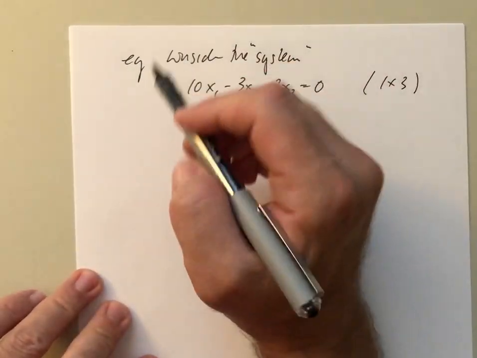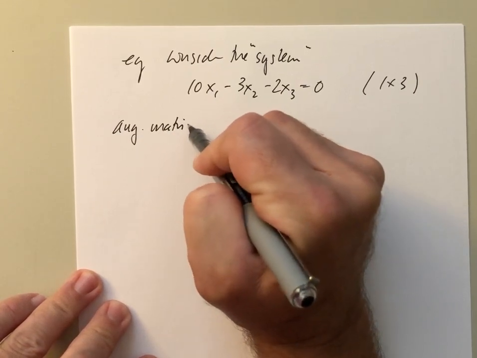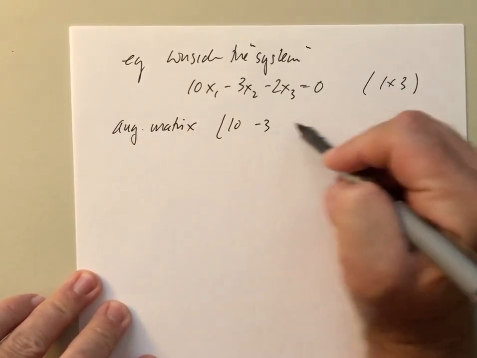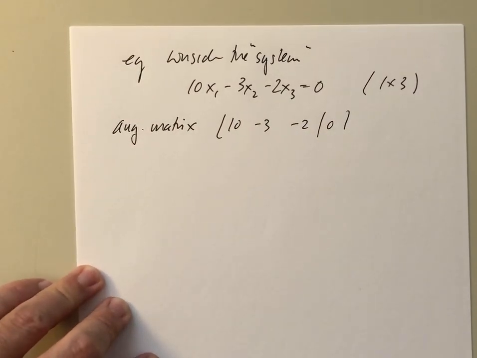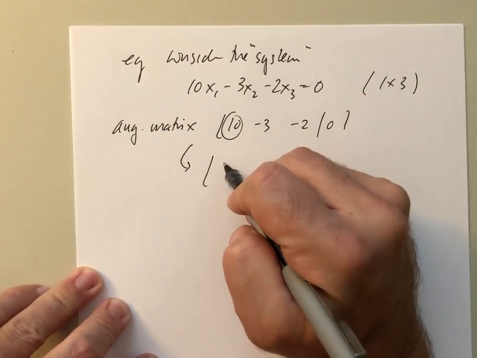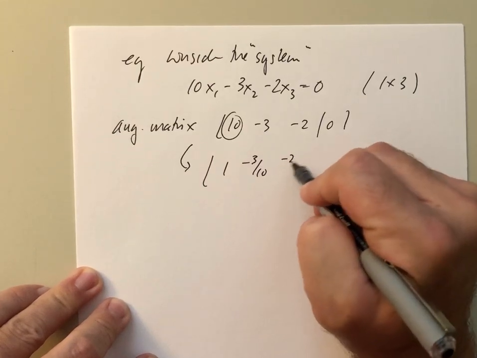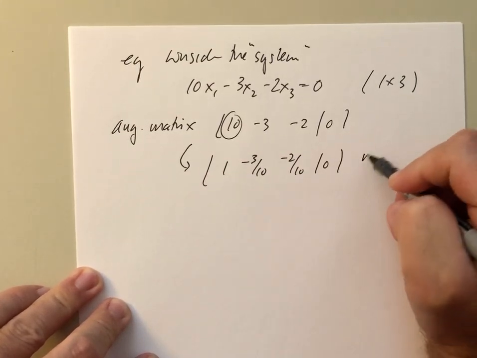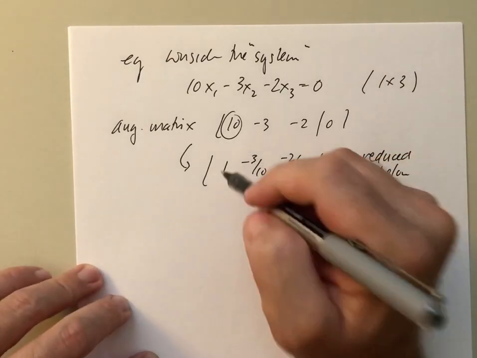Let me consider the augmented matrix. Maybe it looks kind of funny, but it's 10, minus 3, minus 2, 0. That's already in echelon form, right? Because here's my pivot. Let me reduce this to reduced echelon. I'll multiply everything by 1/10, and I get this. This is now reduced echelon. And so here's my one pivot.